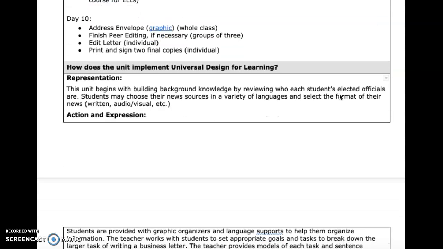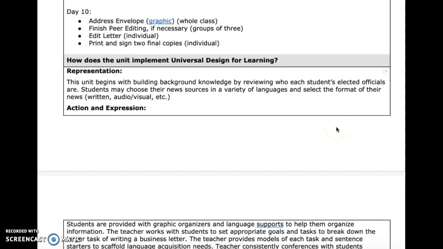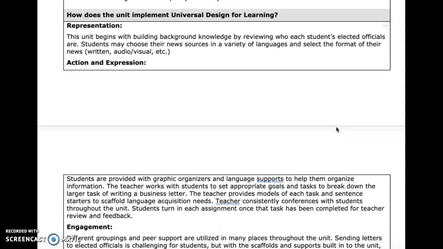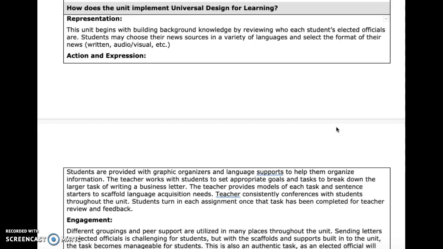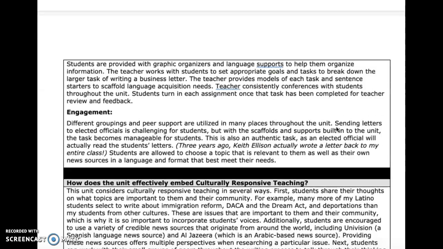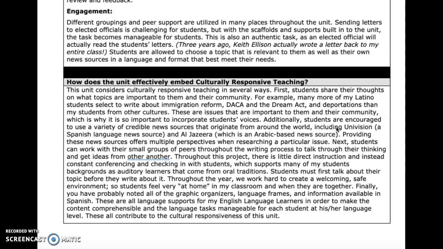On the last day of the unit, we adjust the envelope, finish peer editing, create a final draft of the letter, and then print and sign 2 copies that are sent in the mail. 1 copy I grade, the other one gets sent to the specific audience member. This is how the unit implements the Universal Design for Learning, and this is the different culturally responsive teaching strategies that are implemented within the unit.